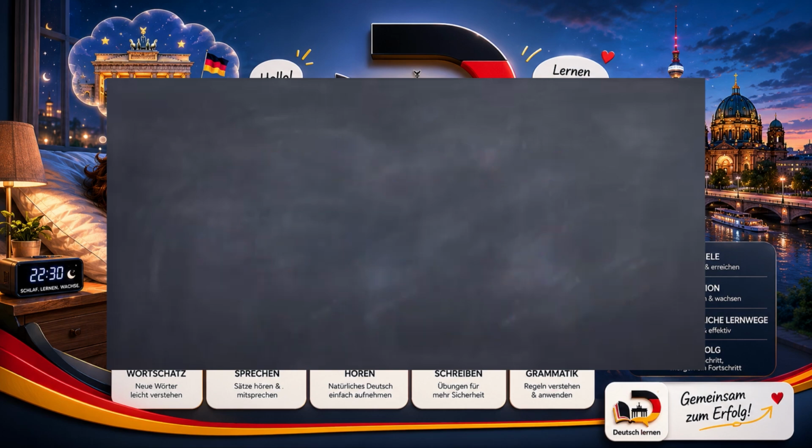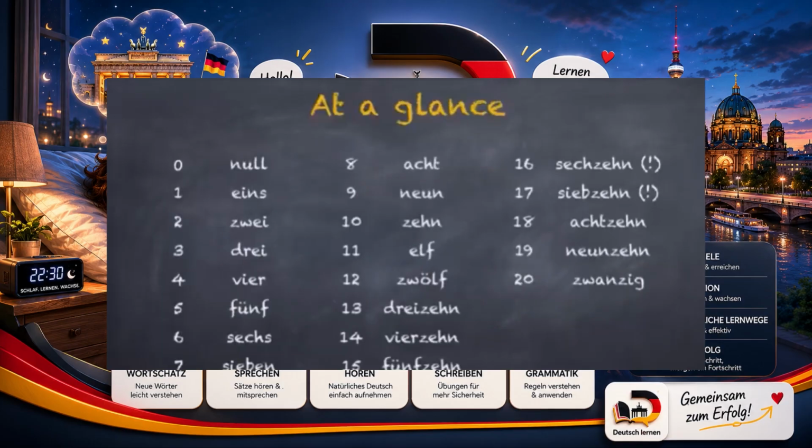Let's summarize the numbers from 0 to 20 once again. I'll speak and you repeat after me. Don't forget the two exceptions that we have here, 16 and 17.